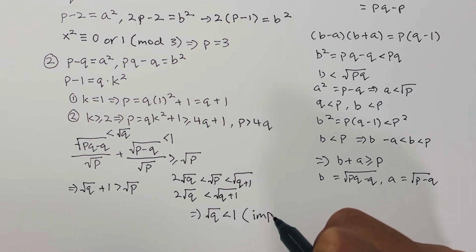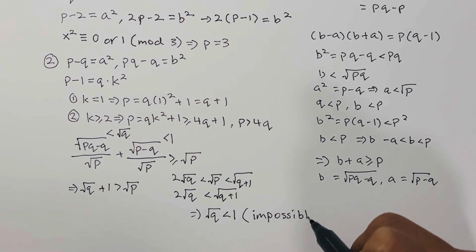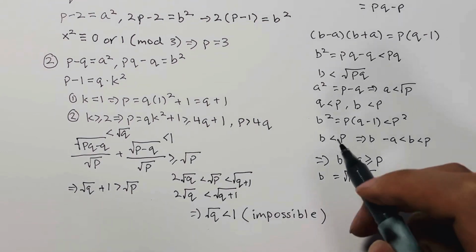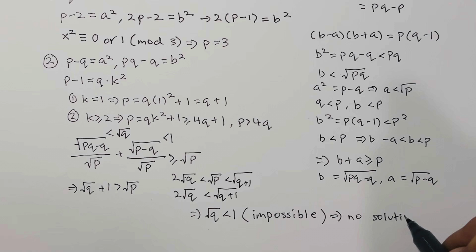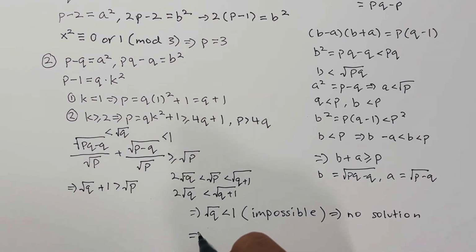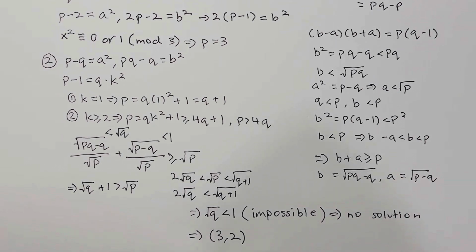So, since this is impossible, this will lead us to no solution for case 2. So the only answer to this problem is going to be the pair 3, 2. So the answer to this problem is: the only pair of primes p, q for which p minus q and pq minus q are both squares is 3, 2. So that's how you solve this problem, and thanks for watching.